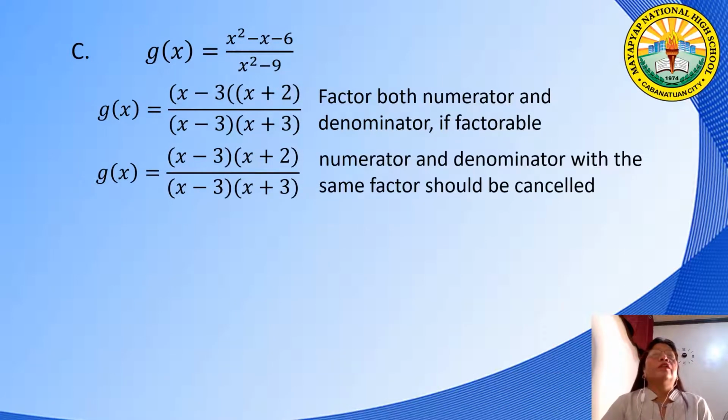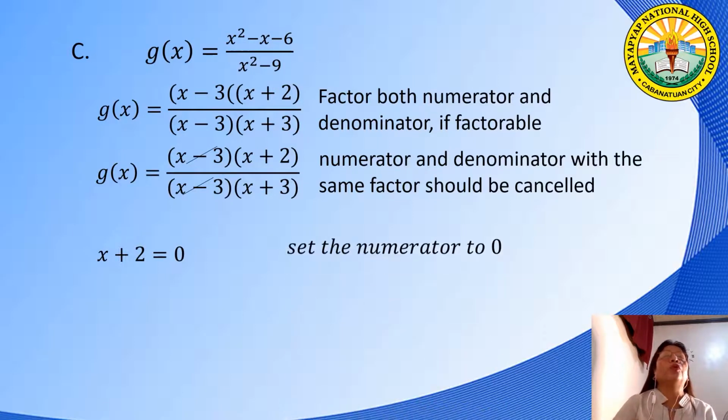So, observe our numerator and denominator. Numerator and denominator with the same factor should be cancelled. So, we have quantity x minus 3 in the numerator, and it is also the same in the denominator. So, you cancel them. Then, you are going to equate the numerator x plus 2 to 0.